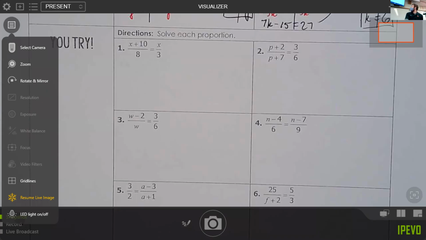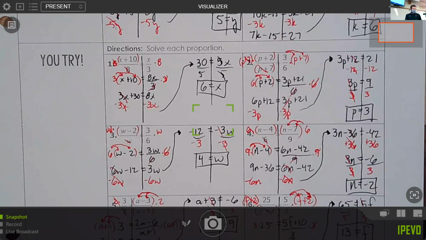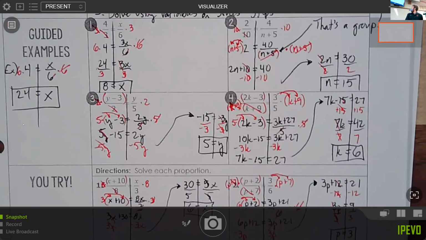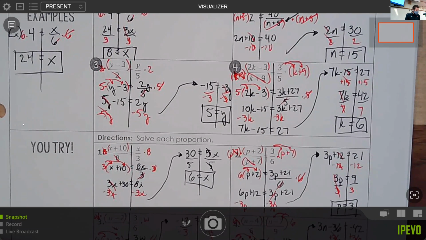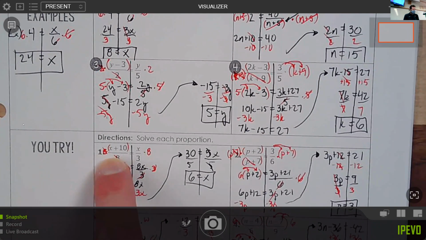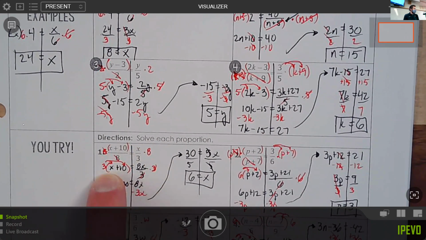Let's go ahead and have a look at those answers. I'll unfreeze my page here so we can see what's going on. All right, so number 1. Multiply both sides by the left denominator, which is multiplying by 8. So the 8's cancel on the left, and we multiply by 8 on the right. We multiply 8 times x, numerator times the whole number, so that's 8x over 3 is equal to x plus 10, which means x plus 10 is a group. We're identifying this as a group first.